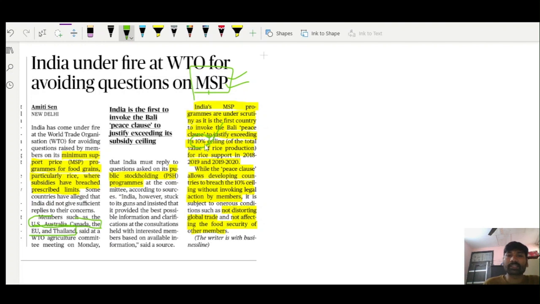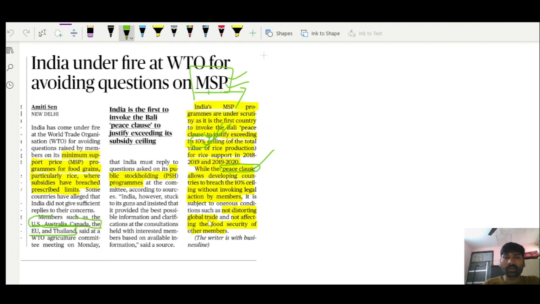So we already discussed what is the stand of the Indian government over MSP. India has breached the 10% ceiling already. So understand peace clause. So what is a peace clause? A peace clause is for some exceptional circumstances. If a country exceeds the 10% limit provided by the WTO, this peace clause can be invoked. So this justifies the increase in the 10% limit.